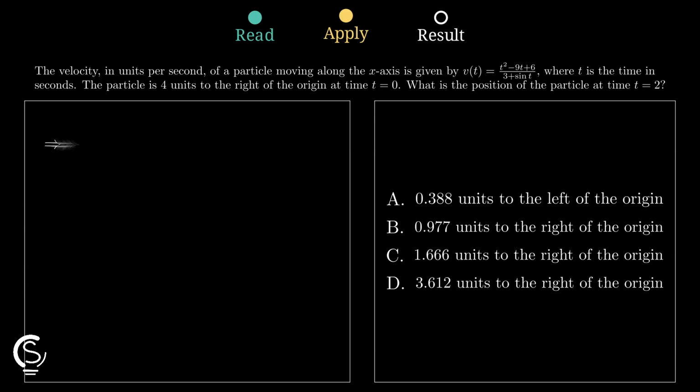Next, do not forget the initial condition. The particle starts 4 units to the right, so we add 4 to the definite integral of our velocity function to find final position.